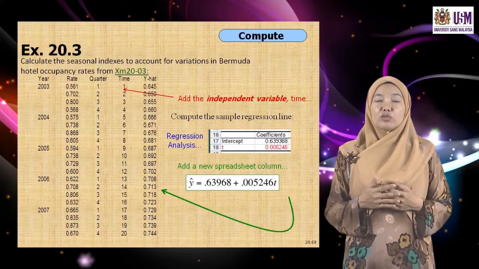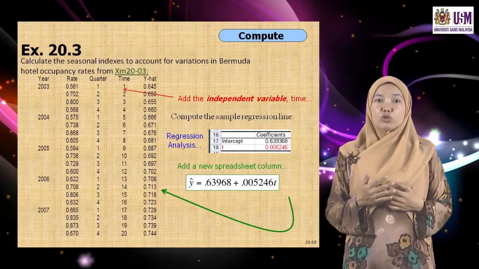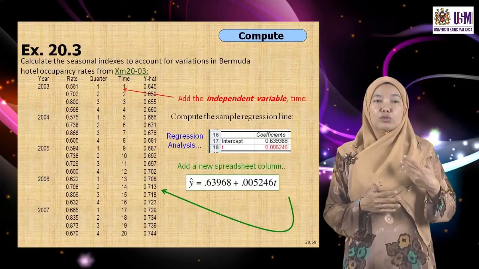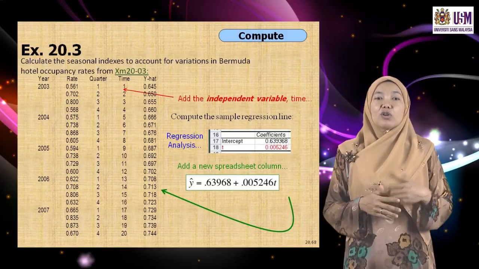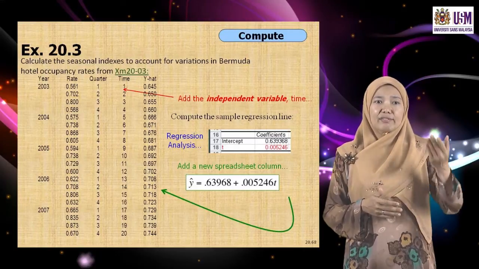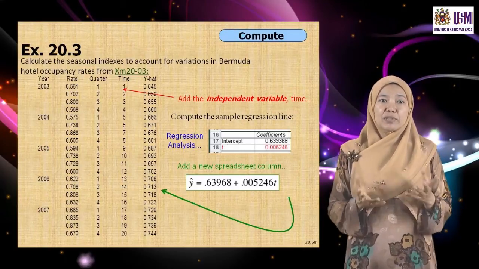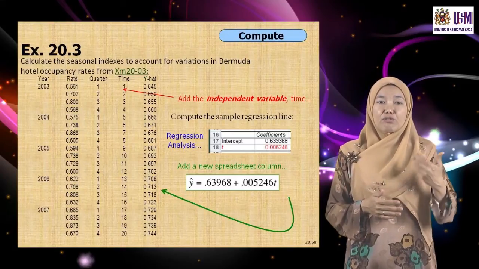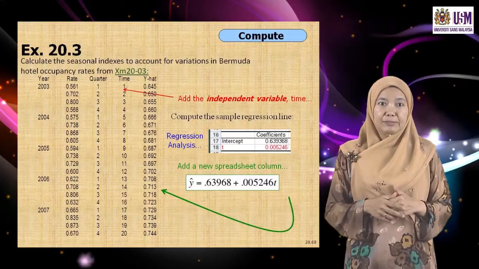Okay, this is from datasheet XM 20.03. So you have the year, from 2003 up to 2007. The data is quarterly data, and then you have the second column to show the hotel occupancy rate over the years from 2003 to 2007, for each of the year's four quarters.